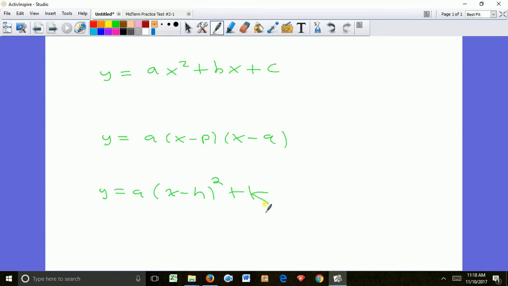To find the axis of symmetry, what you want to do is go through each form. The axis of symmetry is given by x is equal to negative b over 2a in standard form. In intercept form, it's given by x is equal to p plus q divided by 2. And on this one, it's just the value of h. x is equal to h.